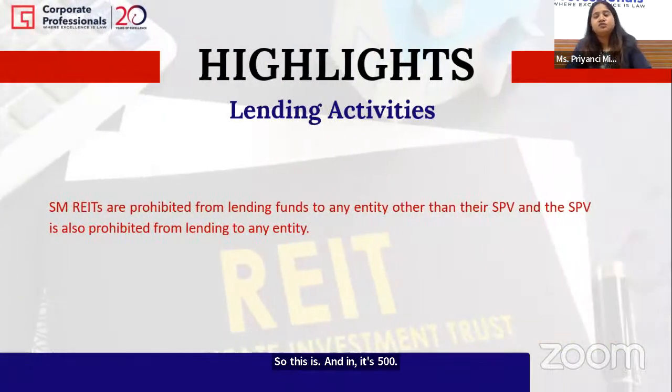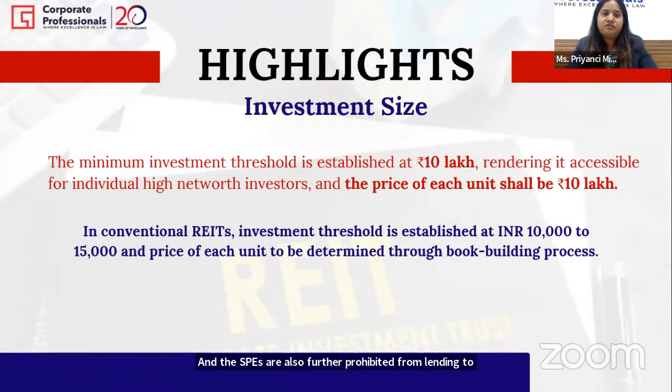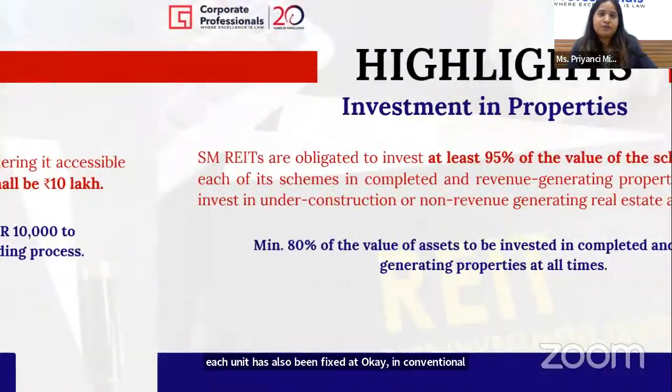Lending activities. So this is very interesting. SM REITs are totally prohibited from lending funds to any entity other than their own SPVs, and the SPVs are also further prohibited from lending to any other entity. Investment size: the minimum investment threshold for SM REITs has been established at 10 lakhs. An investor willing to invest has to invest at least 10 lakhs, and the price of each unit has also been fixed at 10 lakhs. In existing REITs, it has been established at 10,000 to 15,000, and the price is determined through the book building process.